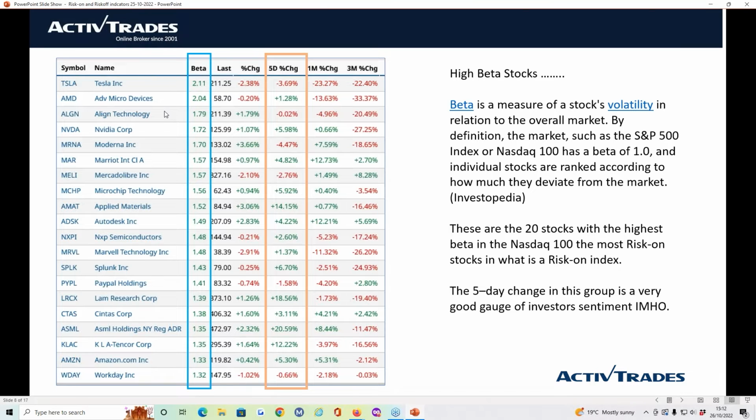So how can we use that beta ranking to gauge what the mood of the market is? Well, one way I find useful to look at this data is to consider the 5-day changes within those high beta stocks. And yet we don't necessarily need to look at the individual moves, although it's quite telling, I think, that Tesla is down 3.69% over the prior 5 days. This was drawn yesterday, by the way, so it doesn't include today's moves. I think that, as I say, that's quite telling in itself.